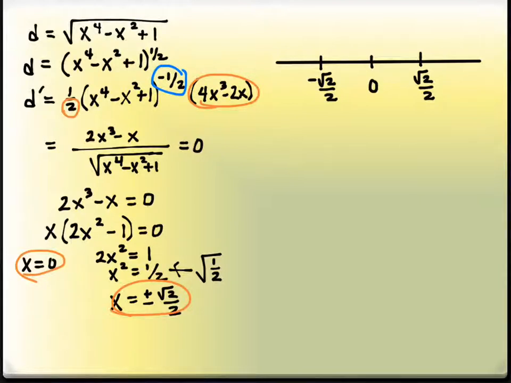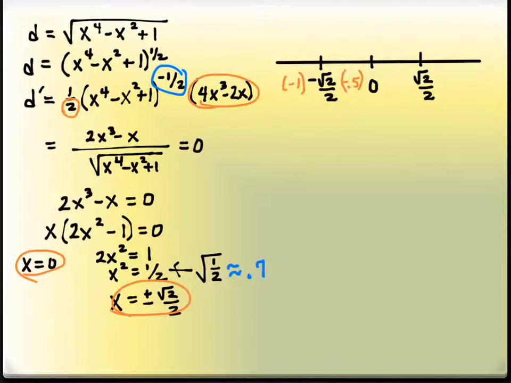All right, so negative square root 2 over 2, positive square root 2 over 2. What approximately is square root 2 over 2? It's roughly 0.7, right? That gives us some idea of what number we might want to plug in. So I need a number that is smaller than negative 0.7. Negative 1 sounds fantastic. How about a number between negative 0.7 and 0? We'll do negative 0.5.